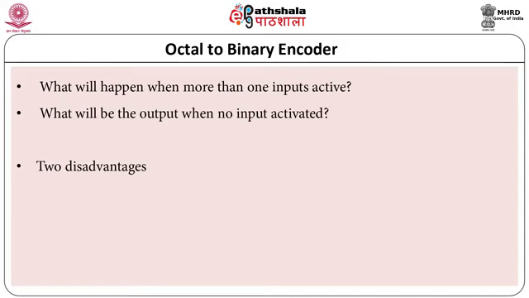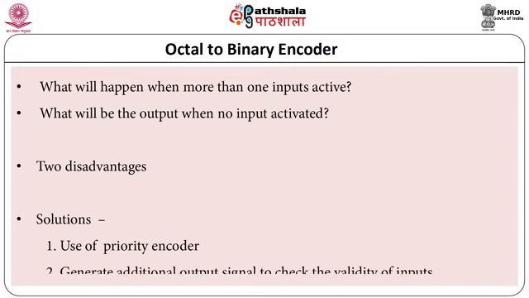To resolve the first problem, one must design and use the priority encoder, where the output corresponding to the input with higher weightage is generated. The solution to the second drawback is to generate an additional output signal to check the validity of inputs. If no inputs are active, data is invalid.